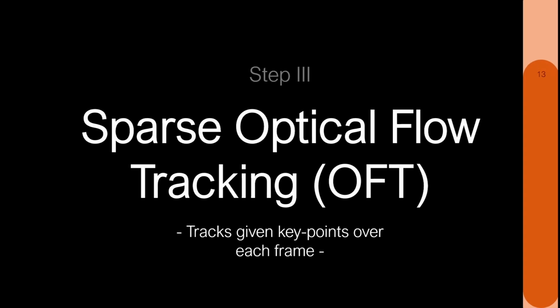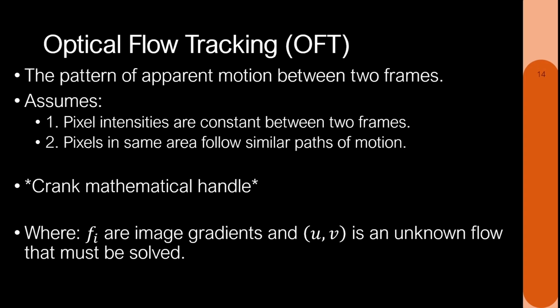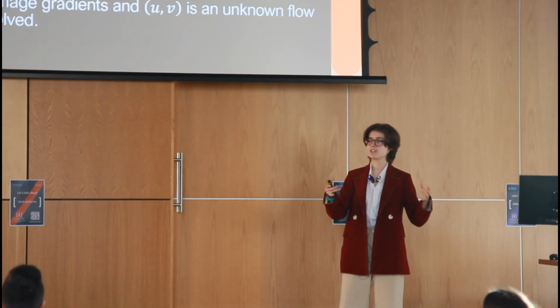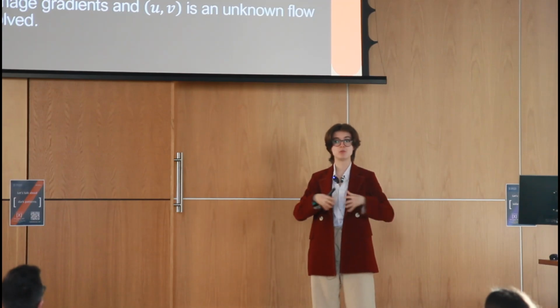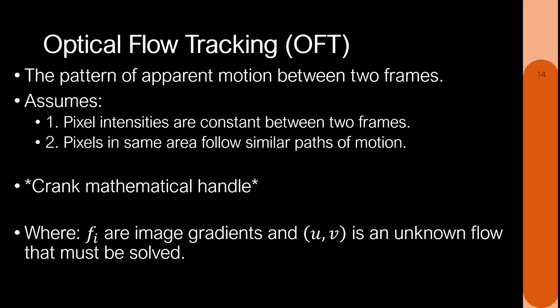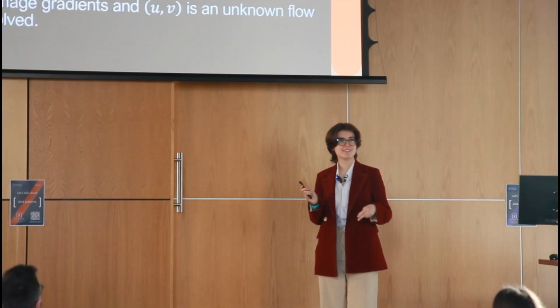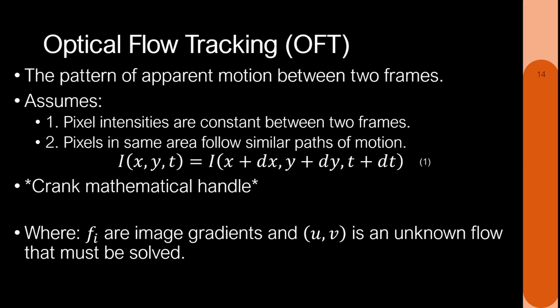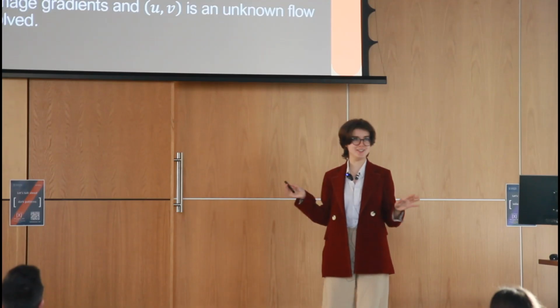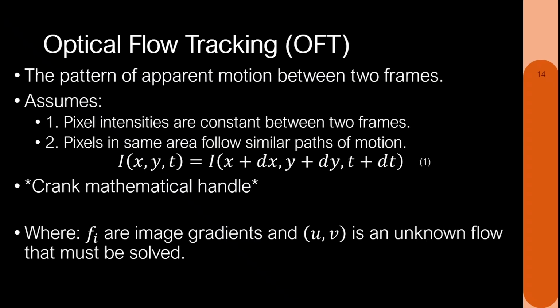Optical flow tracking is the apparent motion between two frames. Mathematically, you can think of it as a two-dimensional vector field which shows motion. And it makes two assumptions. One, that the pixel intensities are constant between two frames, and two, that the pixels in the same area follow similar paths of motion. With these assumptions in hand, we can then determine the position of a pixel after a small change in time. And after you crank the mathematical handle a bit, don't worry, I will not go into it, you come out with equation number 2 here.